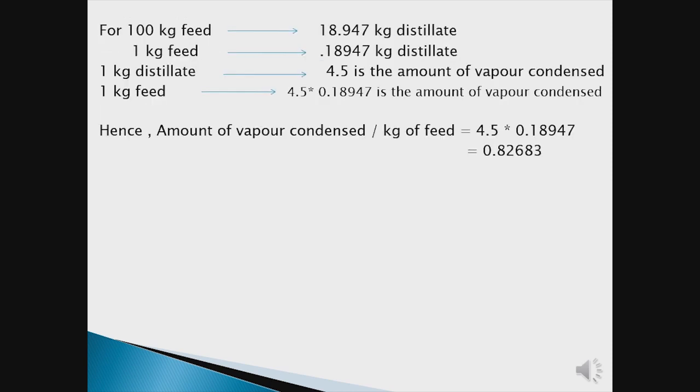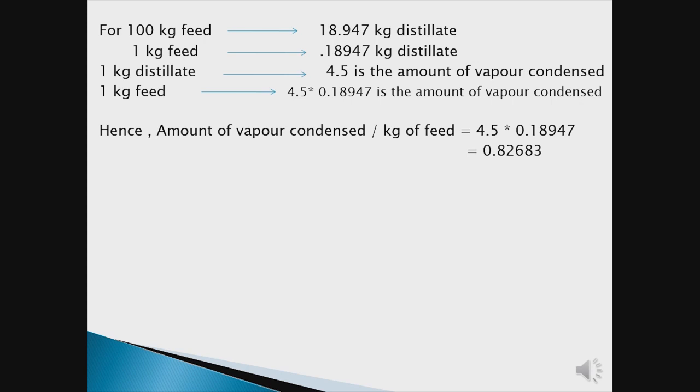And now to find the amount of vapor condensed per kilogram of feed, that is the other part of the question. For 100 kilogram of feed, we have got 18.947 kilogram of distillate. That means for 100 kilogram of feed, we got 18.947 kilogram of top product, that is distillate. So what should be the amount of distillate for 1 kilogram of feed? It is the amount of distillate for 100 kilogram of feed divided by 100, right? So 18.947 divided by 100 is equal to 0.18947 kilogram of distillate for 1 kilogram of feed.